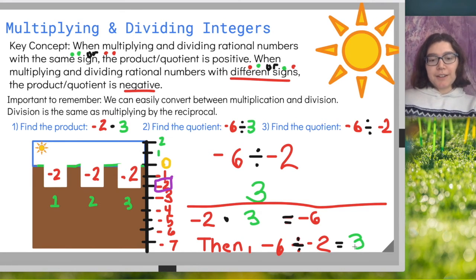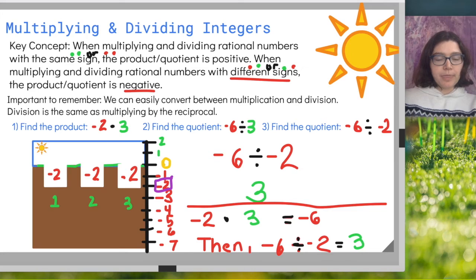Mathematically, the reason it works out is it's necessary for the way that multiplication and division are related. If -2 times 3 equals -6, then -6 divided by 2 has to equal 3. Right? That's the relationship between multiplication and division. Okay. All right, we're going to move away from the dirt model and just do a few other quick practice problems.